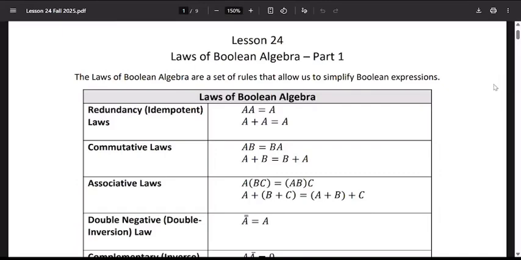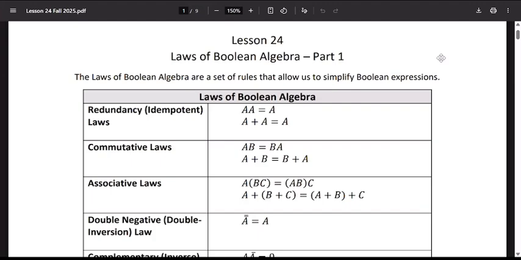Of course, I promised in class I was going to make a video to complete lesson 24 and lesson 25. In lesson 24, we have the laws of Boolean algebra. I'm calling that part one. I want to welcome you to this lesson, of course, because we want to have something to do with Boolean algebra.